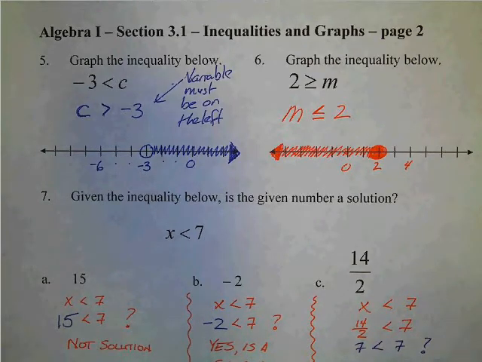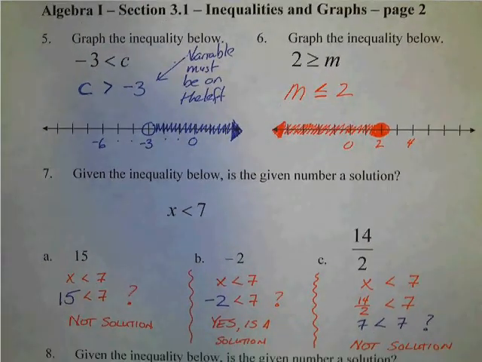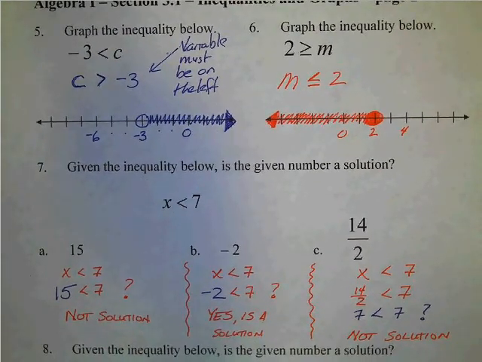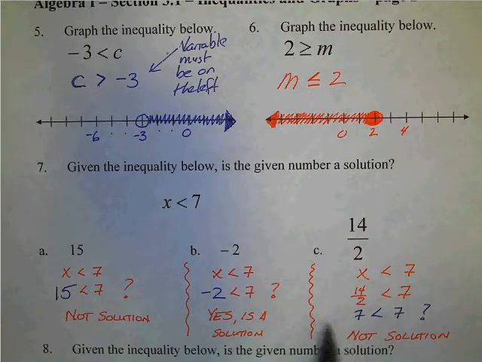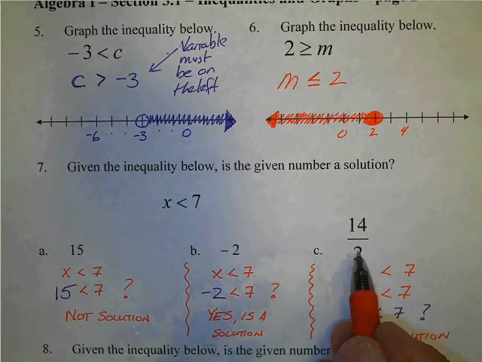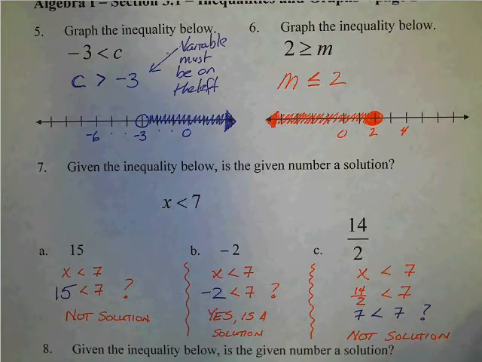So what we can conclude from this is an algebraic way to solve our problems. In each of these cases, it's not a solution, it is a solution, and it's not a solution. Algebraically, if it works, it's a solution. If it doesn't work, it's not. You could have also graphed each of these 3 points and seen if it fell in the shaded region.